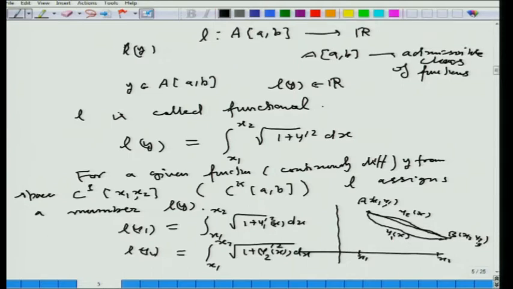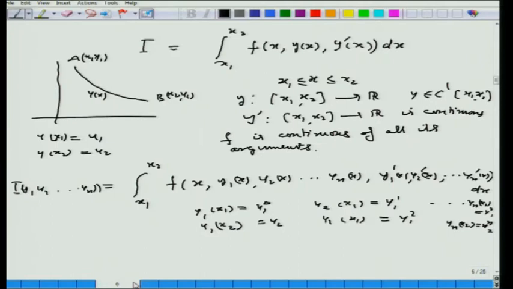So, next we consider the general form of integral I, which may appear in our analysis, and other integrals which involve higher order derivatives will also appear in our analysis. For example, this I here is an integral defined over the interval x 1 to x 2 of a certain given function f, which is continuous in its arguments, where y is continuous whereas y prime is piecewise continuous.